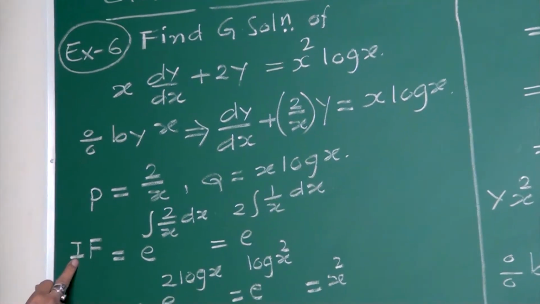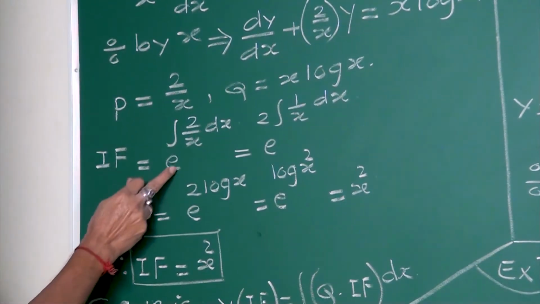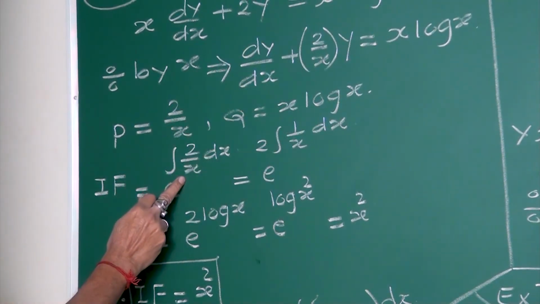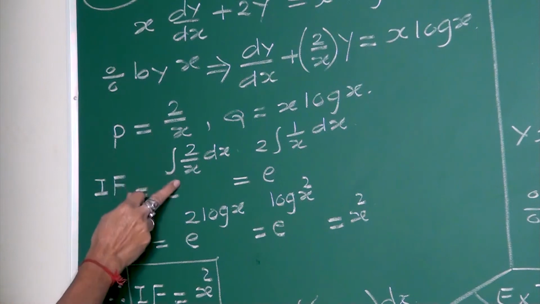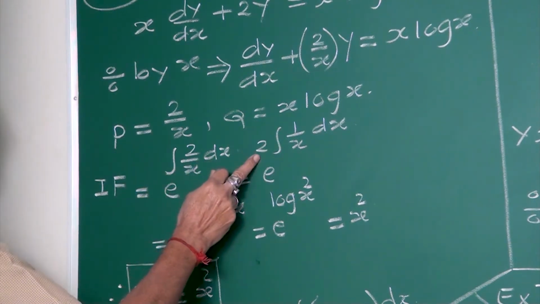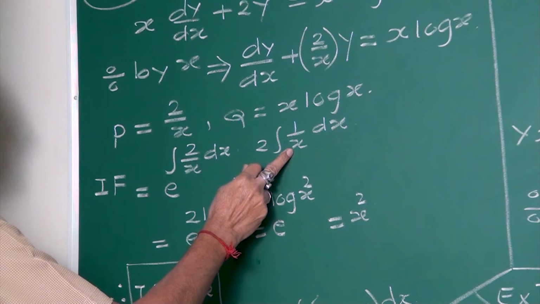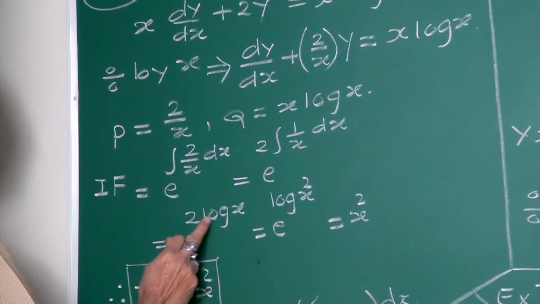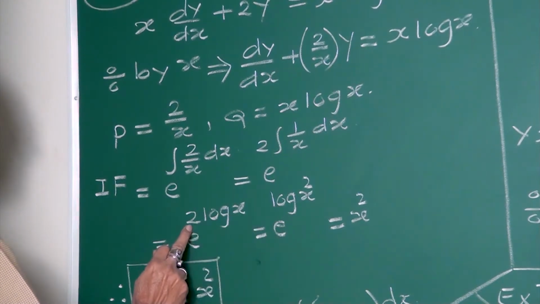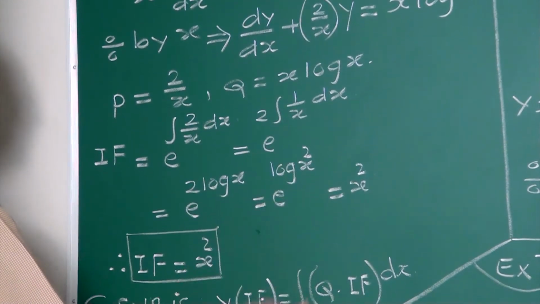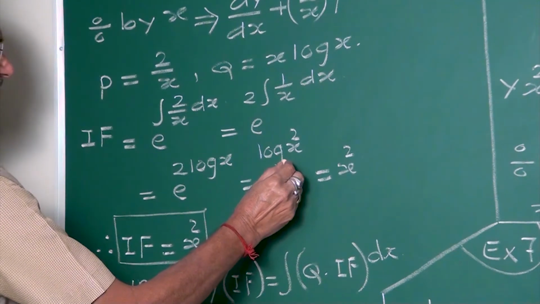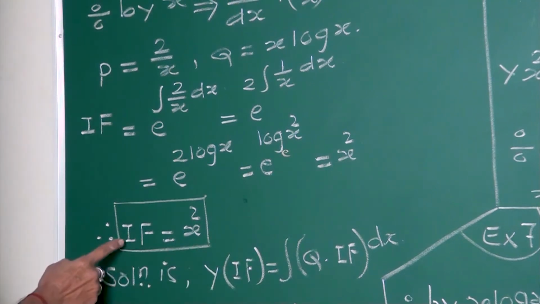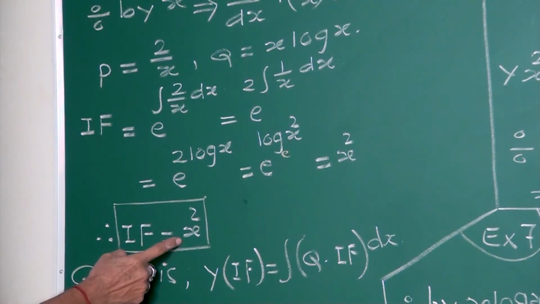What is the integrating factor? E to the power integral p dx. What is p? The coefficient of y, 2 by x, dx. This 2 is out. The integral of 1 by x dx is log x. It is 2 log x. E to the power 2 log x: this coefficient becomes the power. Why is this base e, my friends? Then it is x square. Therefore, the integrating factor is x square.